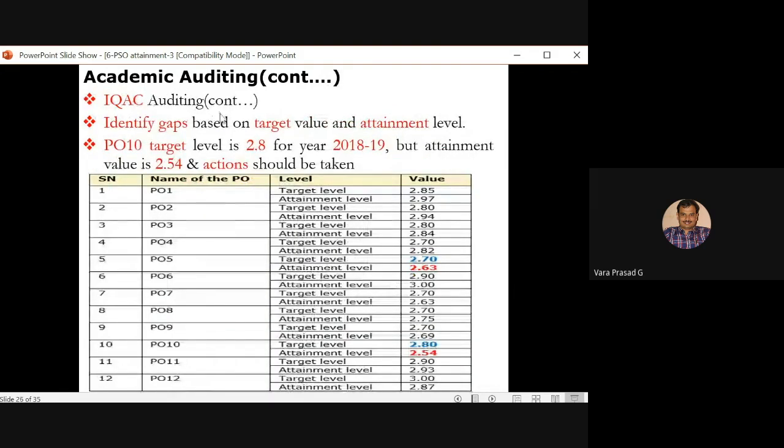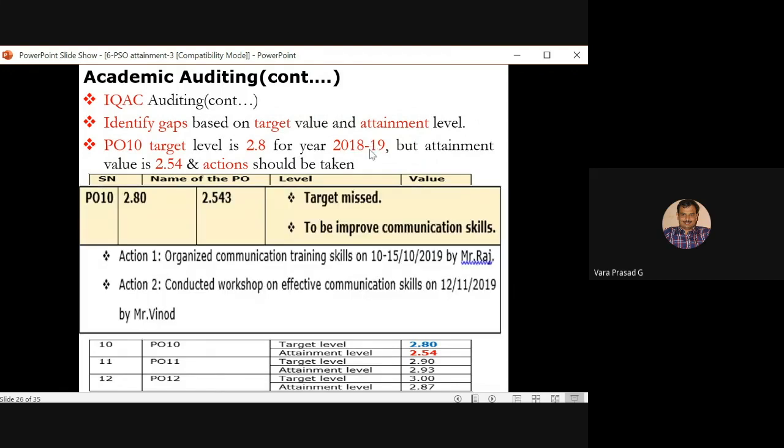The IQAC committee can also identify curriculum gaps based on the target level as well as the attainment level. For example, in the year 2018-19, the PO10 target level is 2.80, but the attainment level is 2.54. Your target is not reached here. What do you have to do? PO10 mainly talks about communication skills. This batch has already passed out, so you cannot do anything here. If you want to do anything, you can do it only for the next batch.